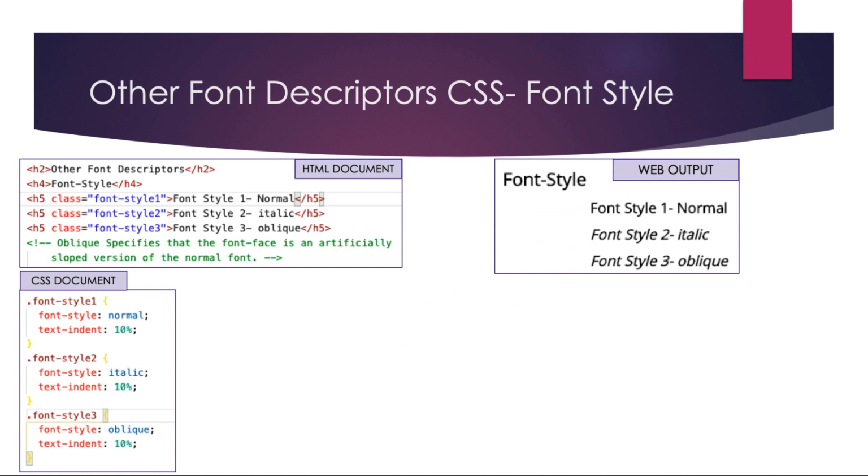Oblique specifies that the font face is an artificially sloped version of the normal font. So sometimes it's even hard to tell the difference between italic and oblique. If you look at font style 2 versus font style 3, very subtle differences. And that's going to, again, depend upon the font that you're selecting.